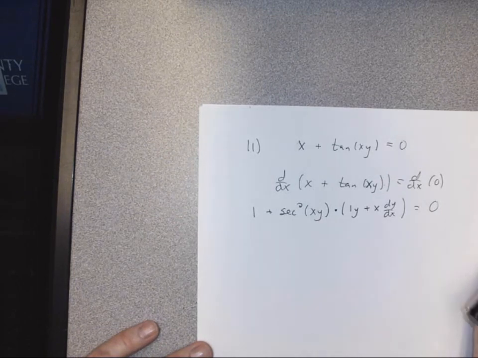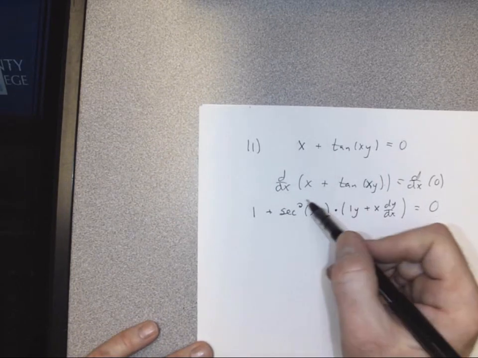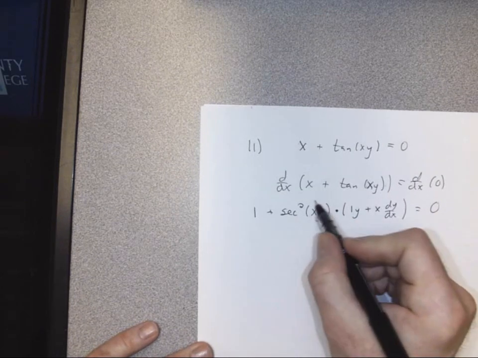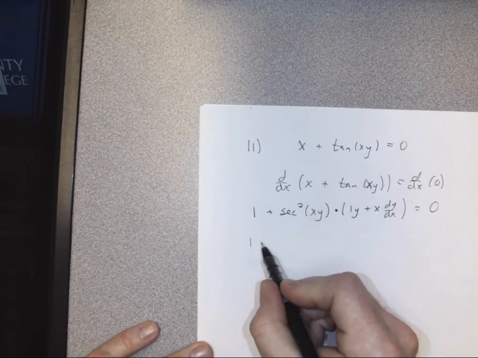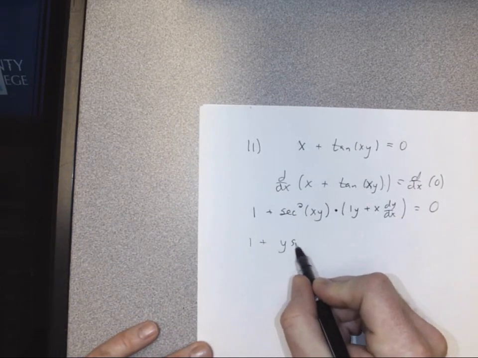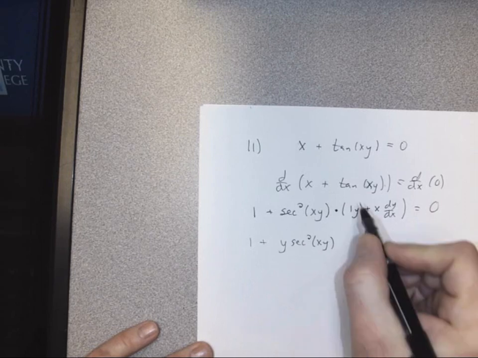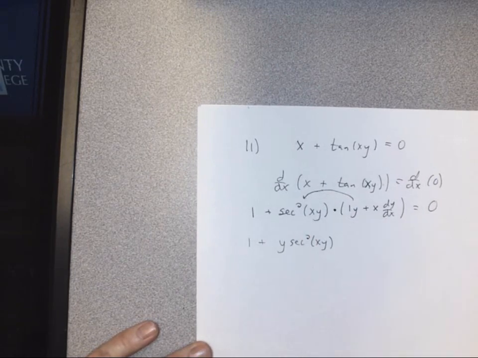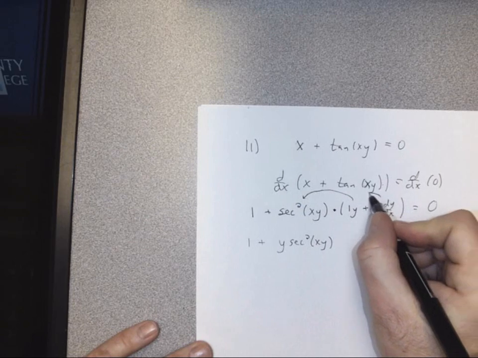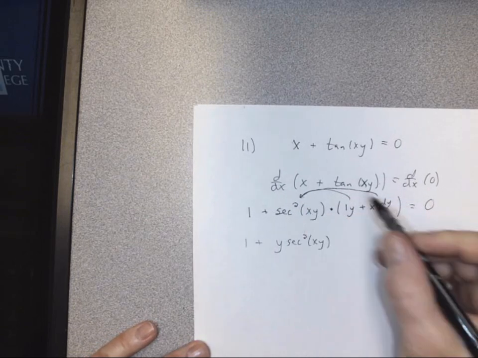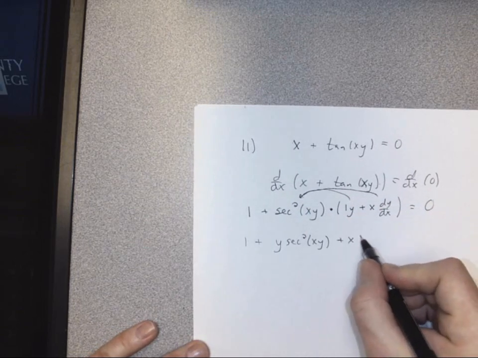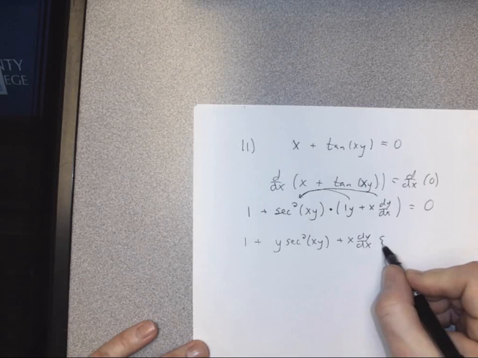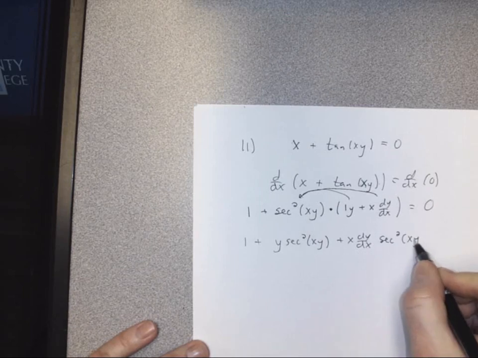So now what I'm going to do is get rid of all the parentheses. I'm just going to multiply this into the secant, this into the secant. So this is going to be 1 plus y secant squared of xy. That's this piece being multiplied. And then this piece also being multiplied into the secant. So this is going to be plus x dy dx times the secant squared of xy.